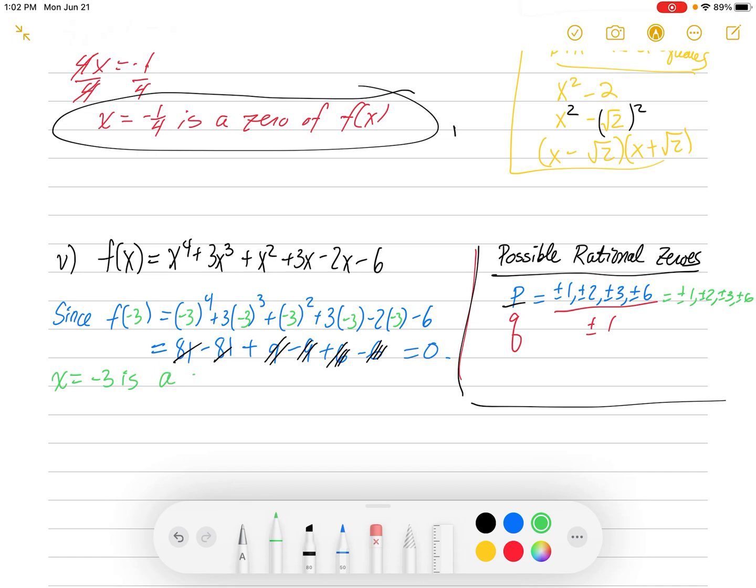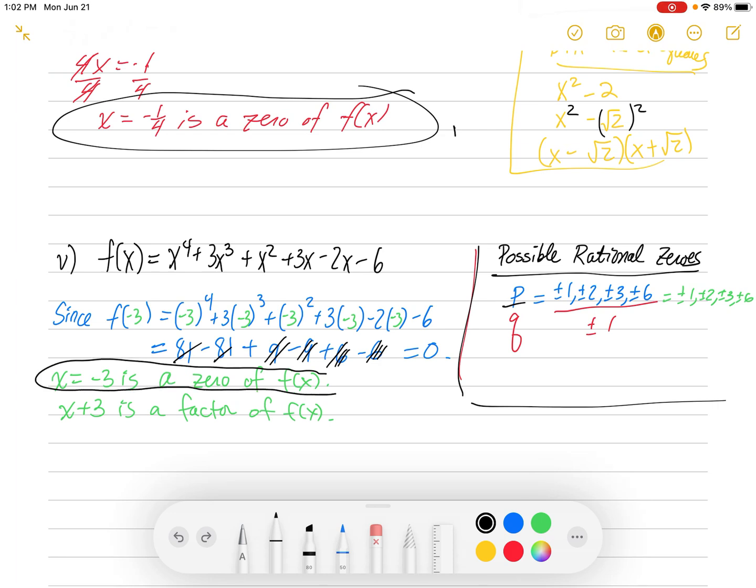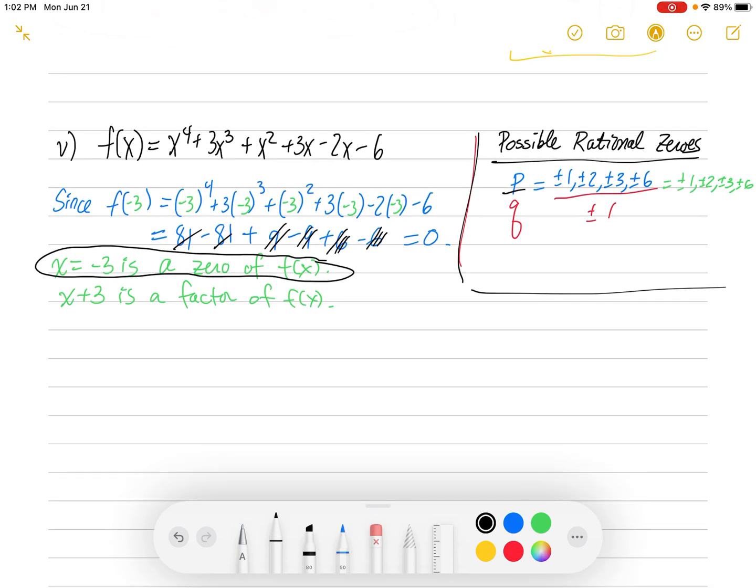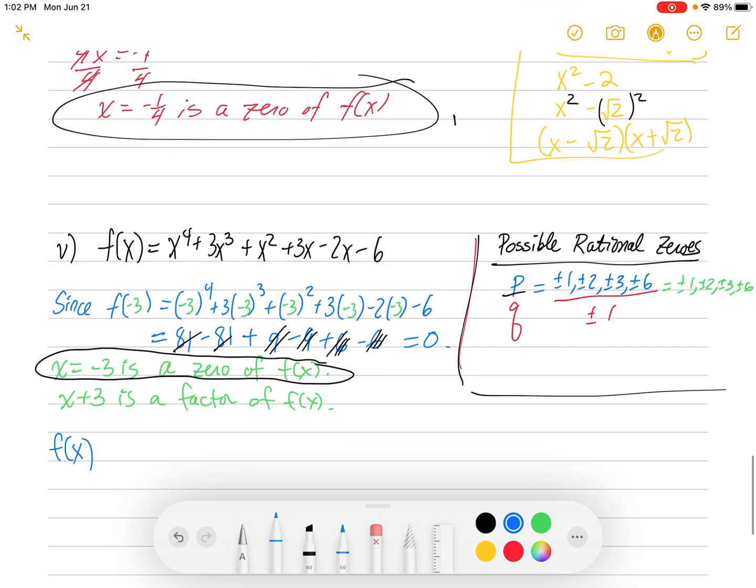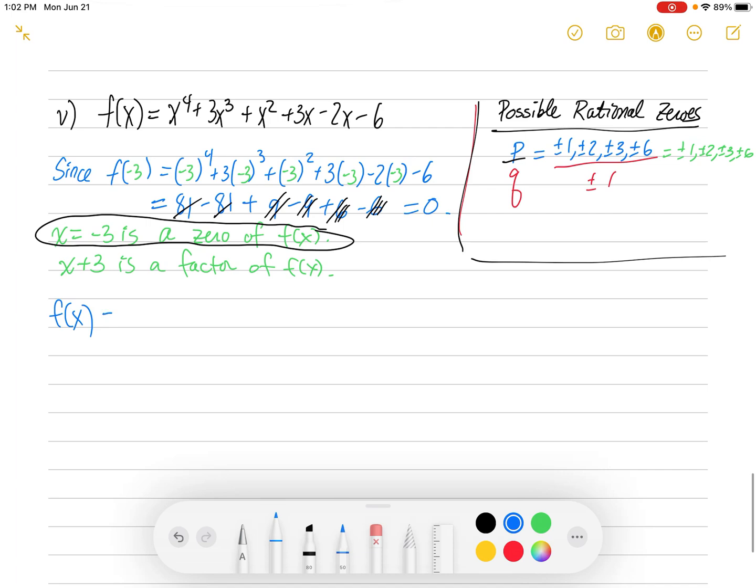So what we know is that x equals -3 is a 0 of the function, or an x-intercept of the function. So that means x plus 3 is a factor of that polynomial. So I'm going to emphasize that. I'm going to circle the zero. That's one of the things we have to do in the problem: find the zero. So we found one of the zeros. So we have a factor. So what we know then is that the polynomial function has a factor of x plus 3.